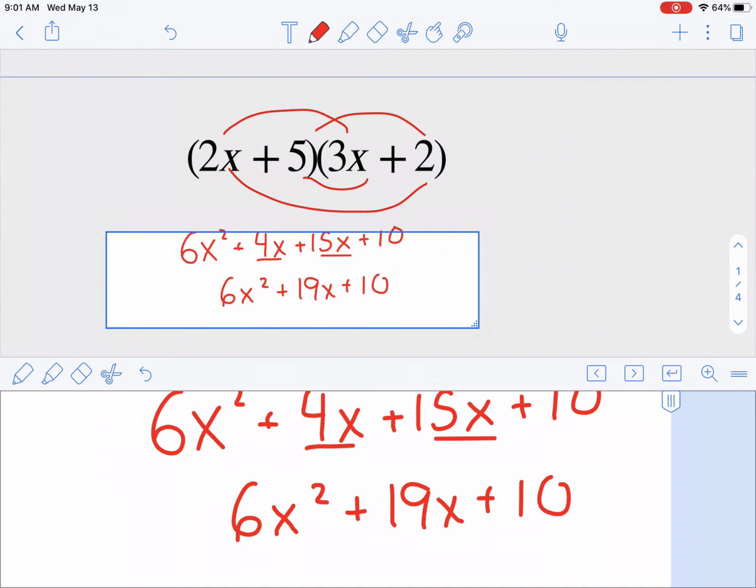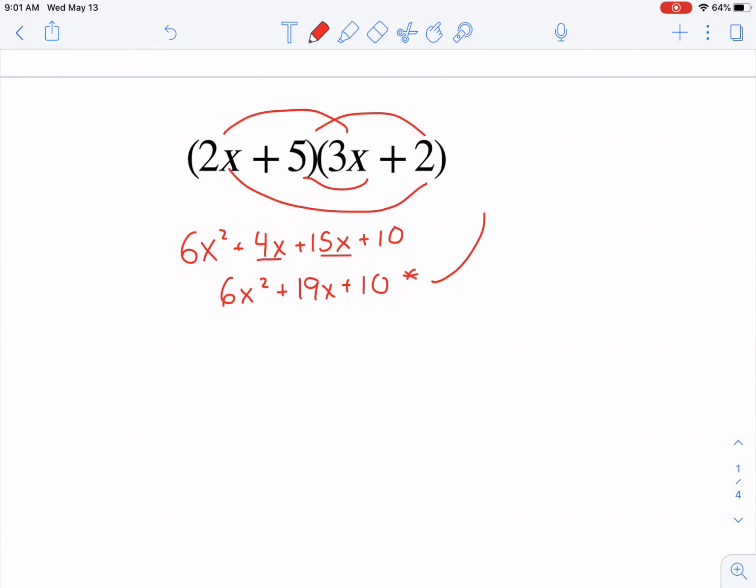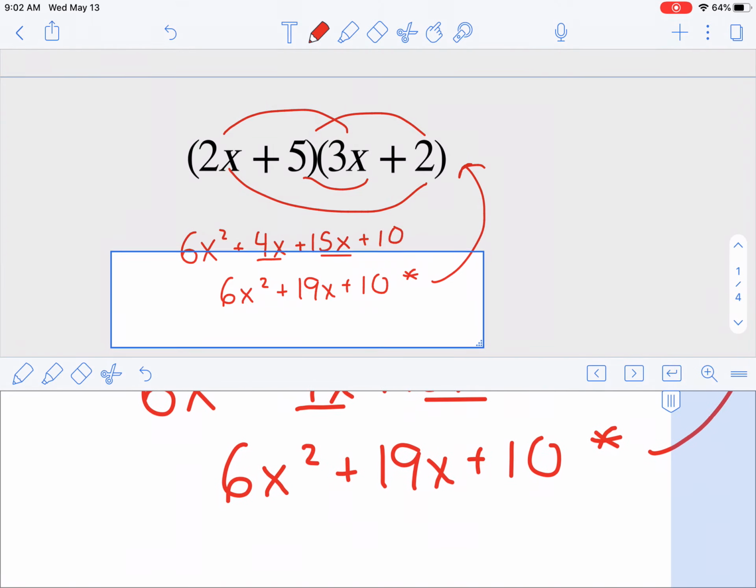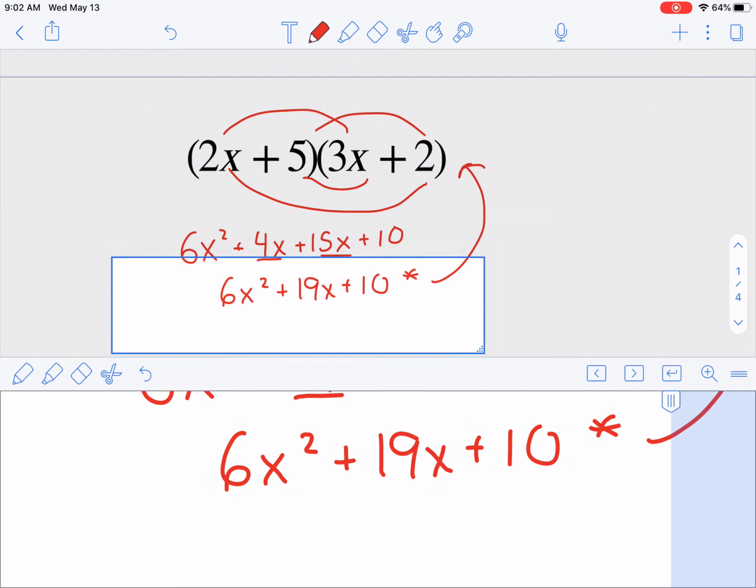Today our problems are going to look like this, and we're going to be going in this direction, and we want to have our final answer be a factored form of it. Now, before we get into how to actually find those, let's talk about where we get to the 6x squared plus 19x plus 10, so we can work on reverse engineering this to get to where we started from.